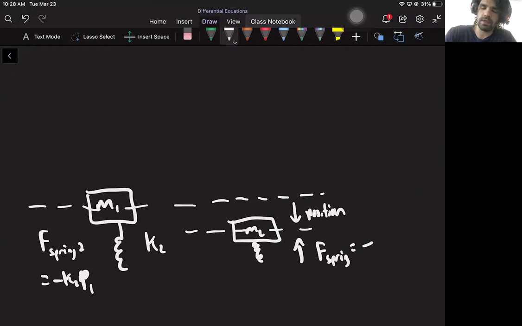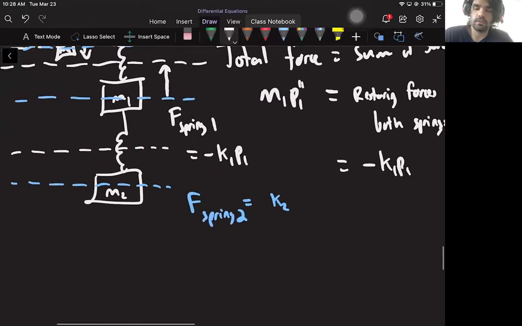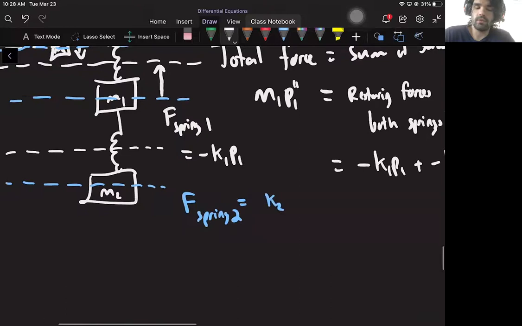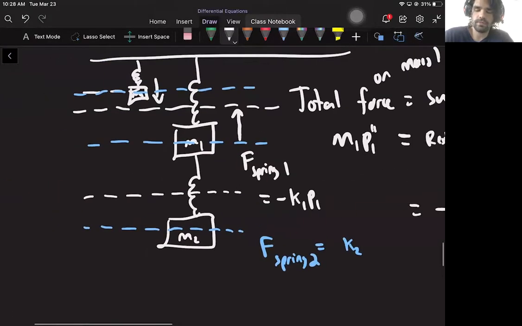So it is still negative, but now it's the second spring and the position of the first mass. I don't know why I keep drawing 2s. This should still be a 1. Okay, so that is a force also on mass 1. So I'm going to add that one. But there is one more, and it comes from mass 2.